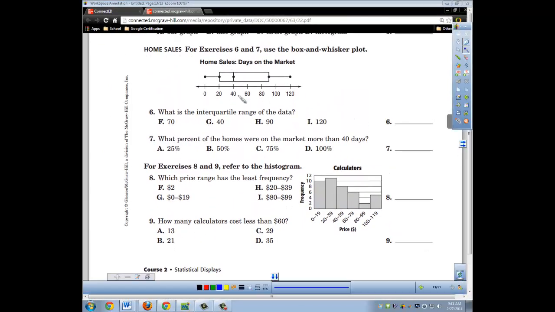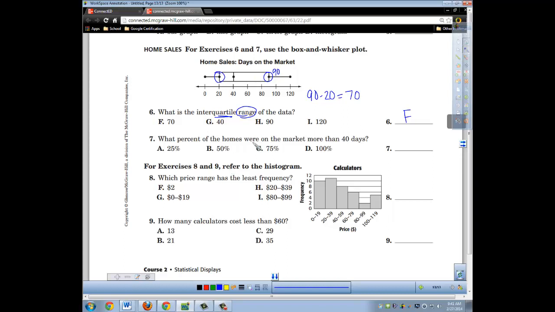Okay, next one we have a box and whisker plot. It's asking for the interquartile range. So I first need to find my quartiles. That's going to be my 20, and this is probably about 90. Remember, for range, you're subtracting your big number minus small number. So 90 minus 20 gives you 70. So F.